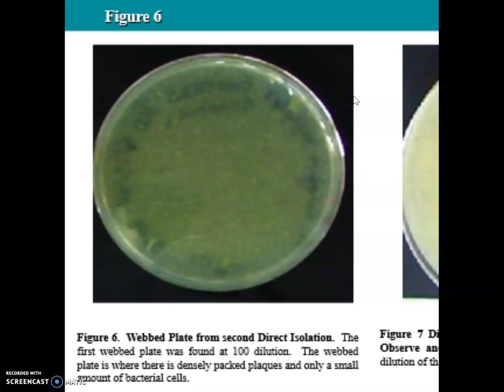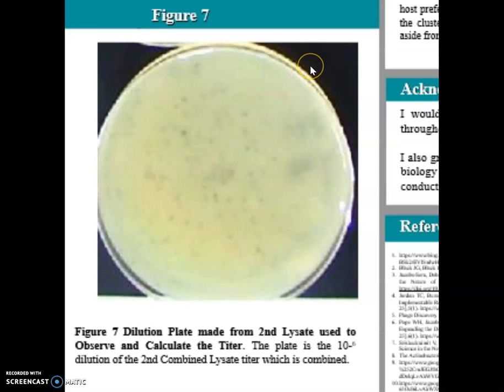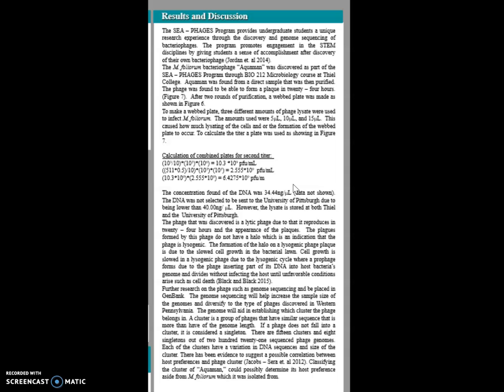I collected a phage lysate from the web plate to figure out the titer or concentration of phage. Additional web plates were created using the phage lysate. Figure 7 is one of the plates made from the combined titer. I got a 6.4275 times 10 to the 9th plaque forming units, or PFU, per milliliter titer, which is a high enough titer to continue on with the rest of the steps of the experiment.